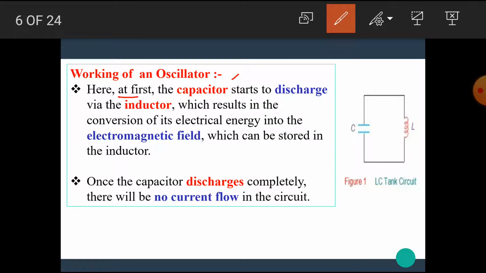At first the capacitor starts to discharge via the inductor. That means if it has positive and negative polarity, then it starts to discharge through the inductor, which results in the conversion of its electrical energy into an electromagnetic field which is stored in the inductor. That means whenever the capacitor discharges through this inductor, the electromagnetic field is developed across this inductor.